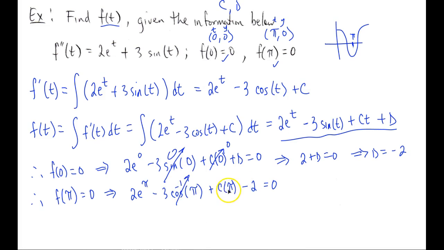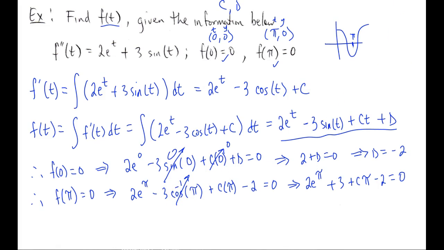And here we just have c of pi there. So this is 2e raised to the pi plus 3. And then this would be, what's this? Yeah, just c pi minus 2 equals 0. Yeah, I think I made a mistake here. I should have had sine, not cosine here.